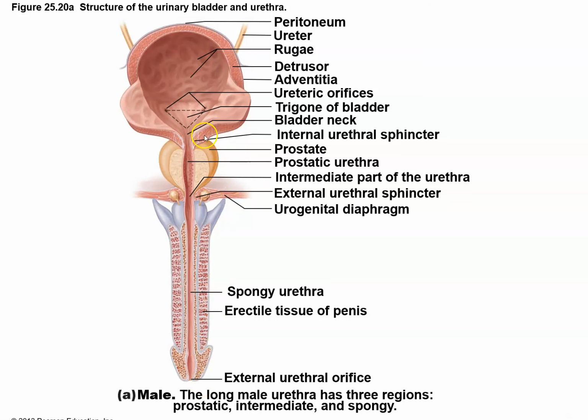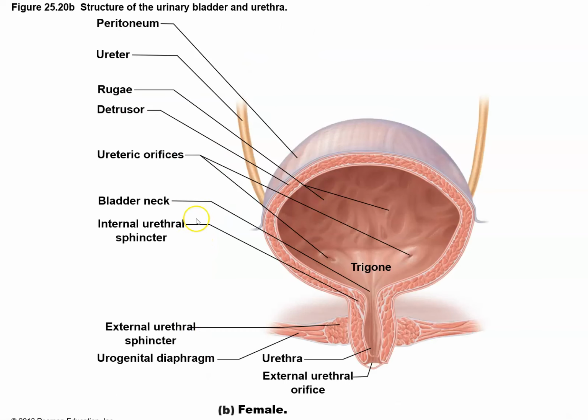The urethra has three parts to it in this picture of the male urinary system. The prostate gland, we can see here surrounding the urethra, so that's called the prostatic urethra. Then there's the intermediate part here going through the muscular wall, the floor of the pelvic cavity, I should say. And then the spongy urethra is coming through the penis. So those are three parts of the urethra in the males.